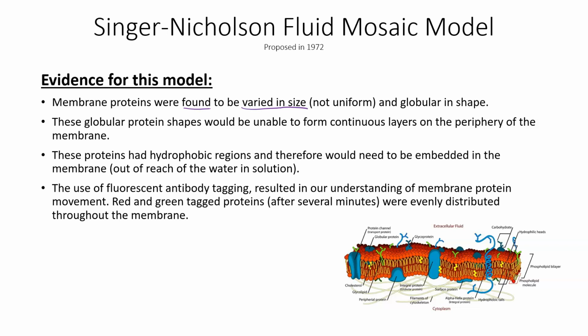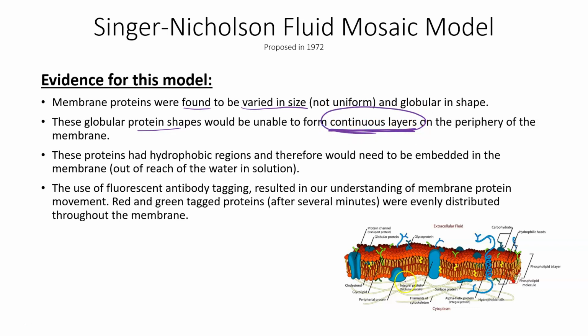The evidence is pretty straightforward, right? And I know I haven't talked about the alternative models that help to disprove or help to prove the Singer-Nicolson model, but I will in a little bit. These globular protein shapes would be unable to form continuous layers. This is the important part of this fluid mosaic model.